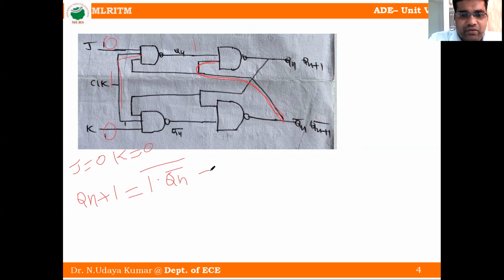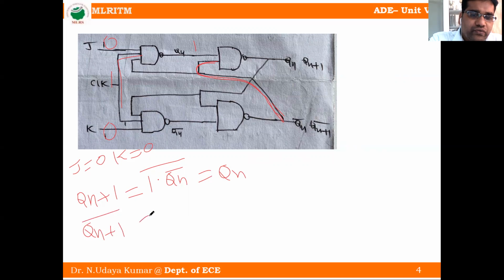That means 1 into Qn bar is equal to Qn bar, whole bar is equal to Qn. So this is the next state. So now we find the complement of the next state. Complement means Qn plus 1 whole bar.